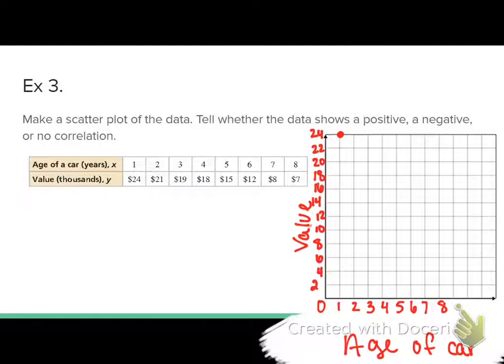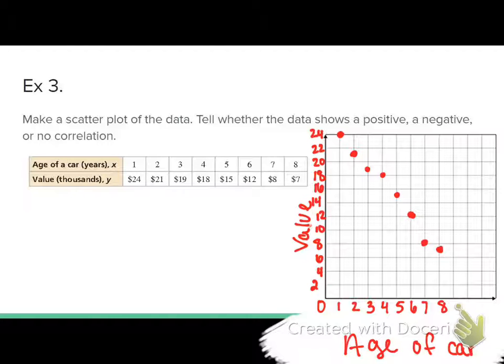All right, if we keep plotting these, 2, 21 is up here. 3, 19. 4, 18. 5, 15. 6 is at 12. 7 is at 8. Now we're starting to drop off pretty fast, and 8 is at 7.